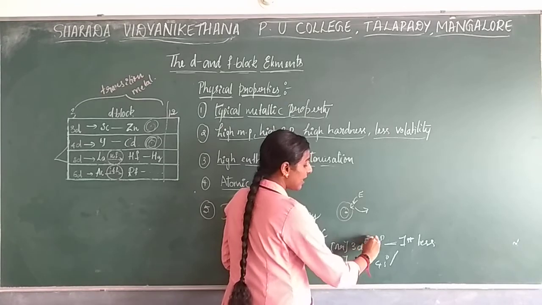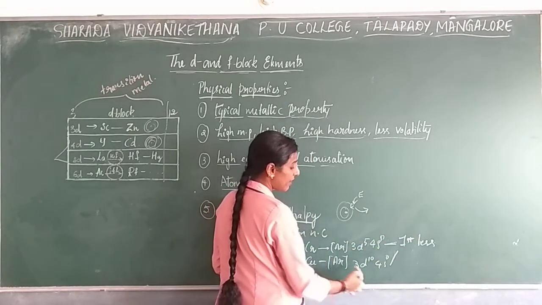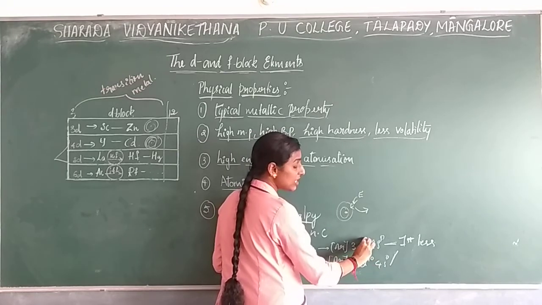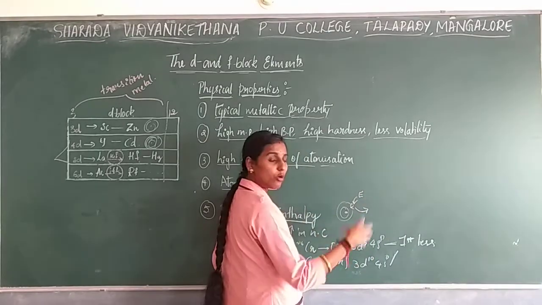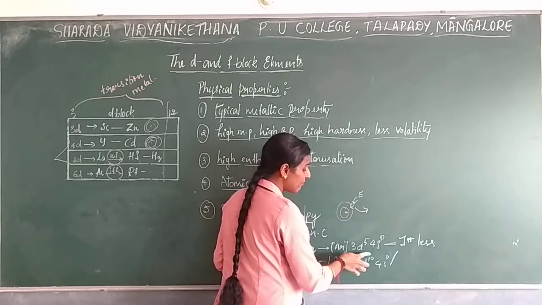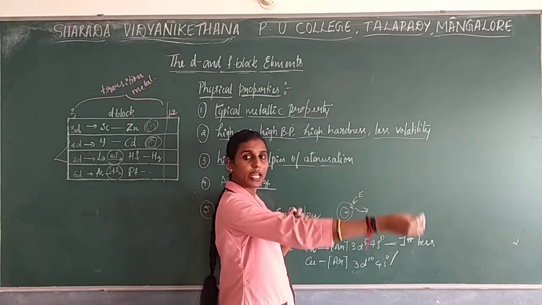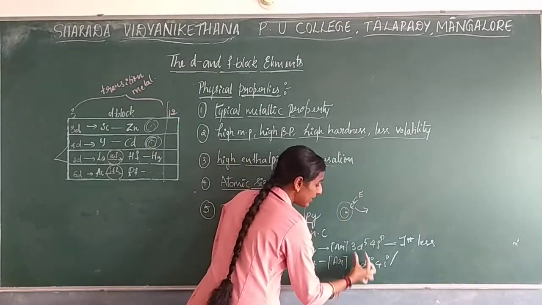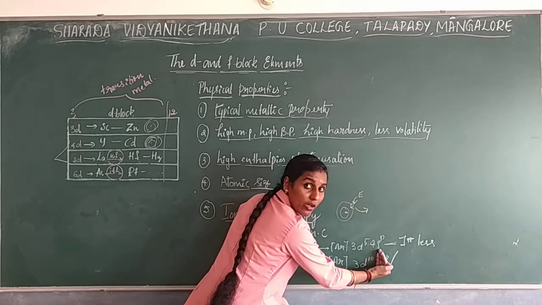So the second ionization enthalpy will be more in the case of chromium as well as copper. Why? You are going to remove an electron from the half-filled shell. So you need to give more energy because it has a stable configuration. So you have to give more energy to remove the electron. So the ionization enthalpy will be more in the case of half-filled as well as completely filled shells.